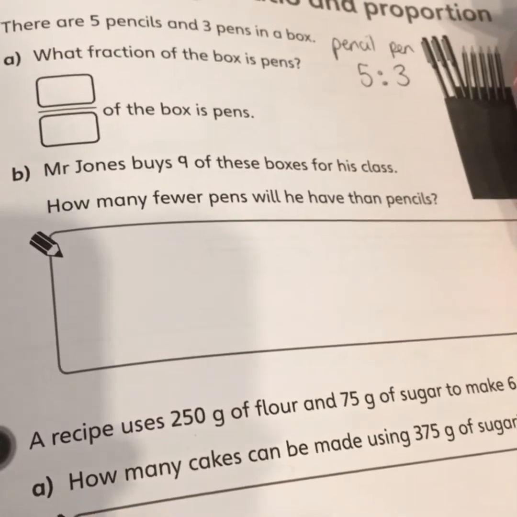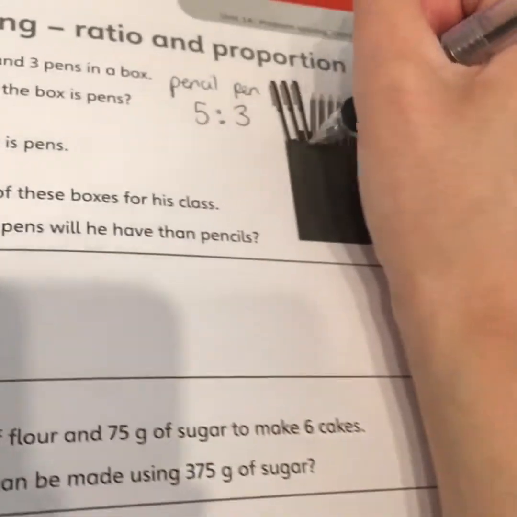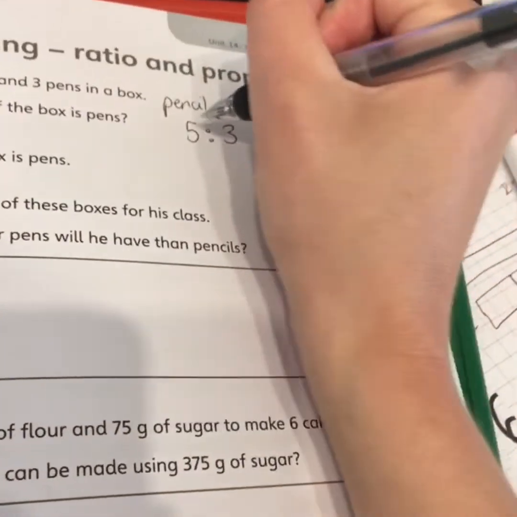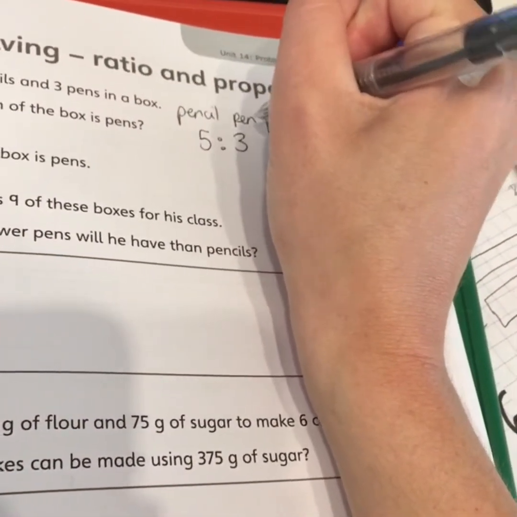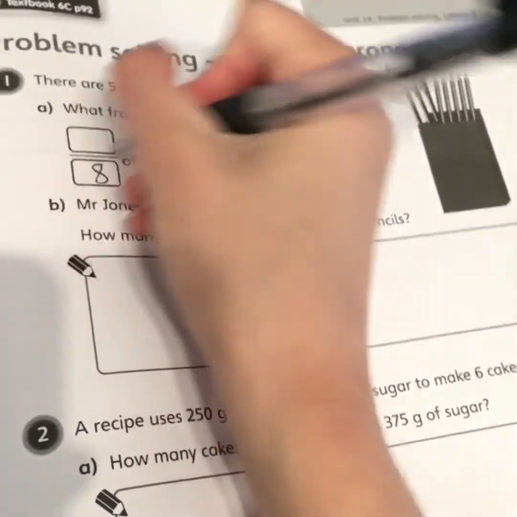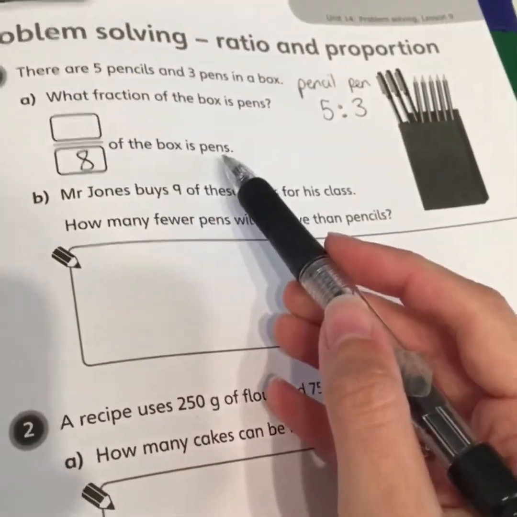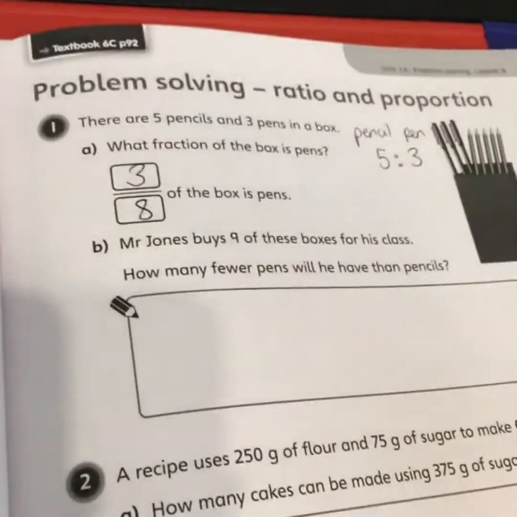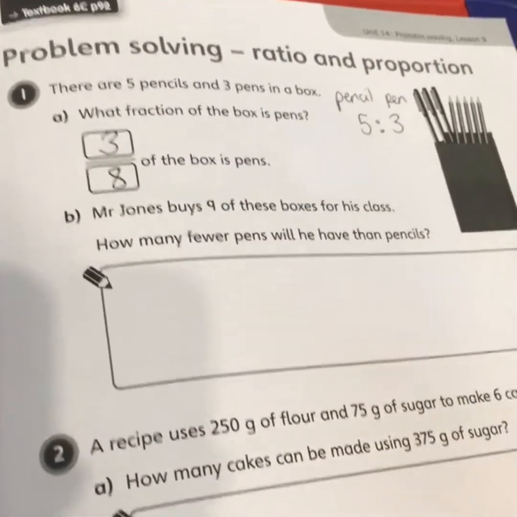Right, for the fraction, we need to think about the total number. How many altogether? Because that's going to be our denominator. Our total, 5, 6, 7, 8, is 8. So the denominator is going to be 8, and there were 3 pens, so 3/8 of the box is pens, and then 5/8 would be pencils.